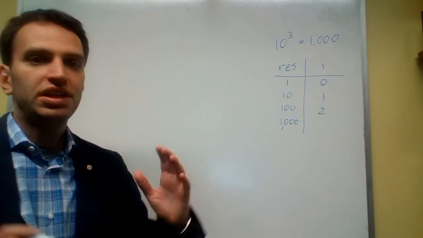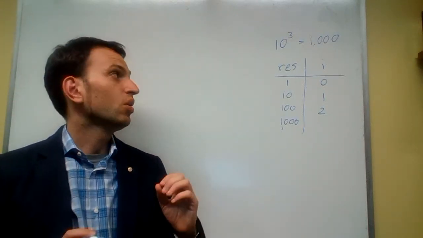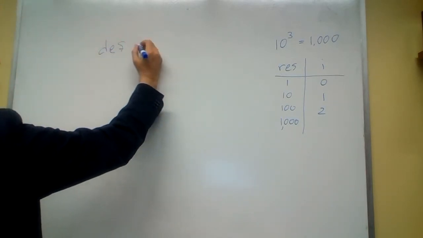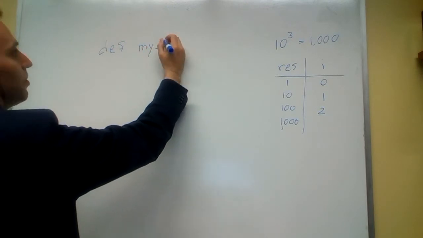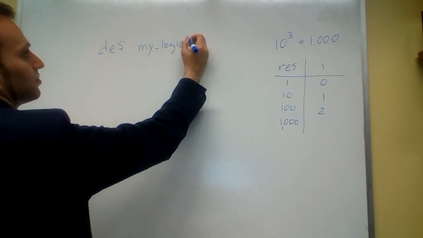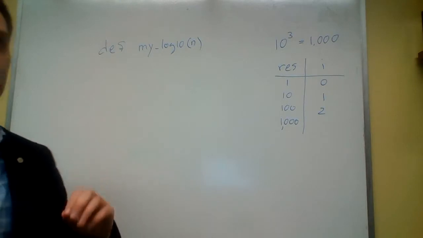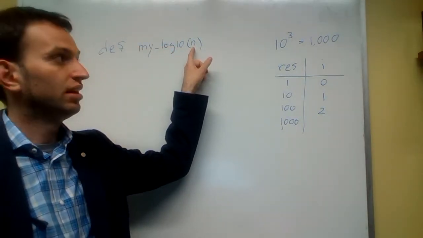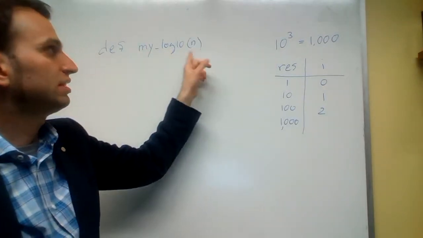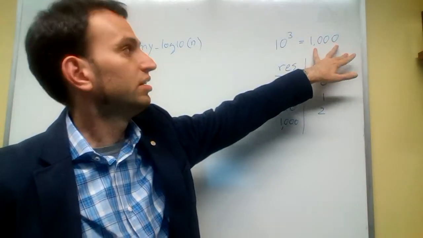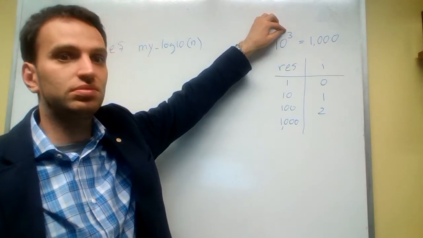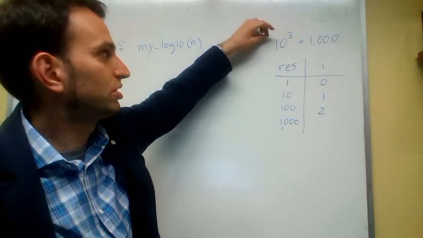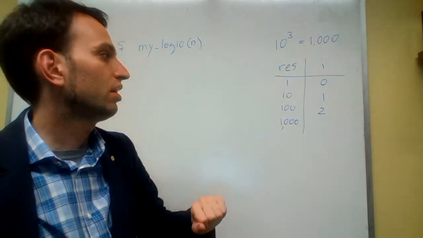Okay, so here's what we're trying to do here. We're trying to write a function, let's call it my_log10, so my_log10(n), and what we want to compute is the log base 10 of n. So for example, the log base 10 of 1000 is 3, because 10 multiplied by itself 3 times, or 10 to the 3, is equal to 1000.